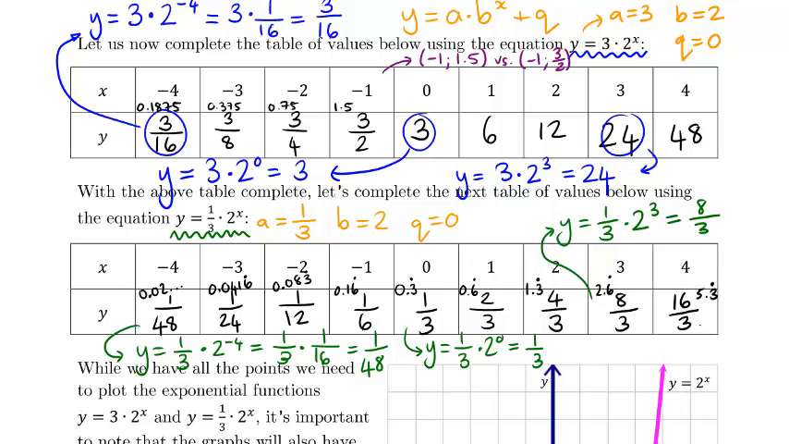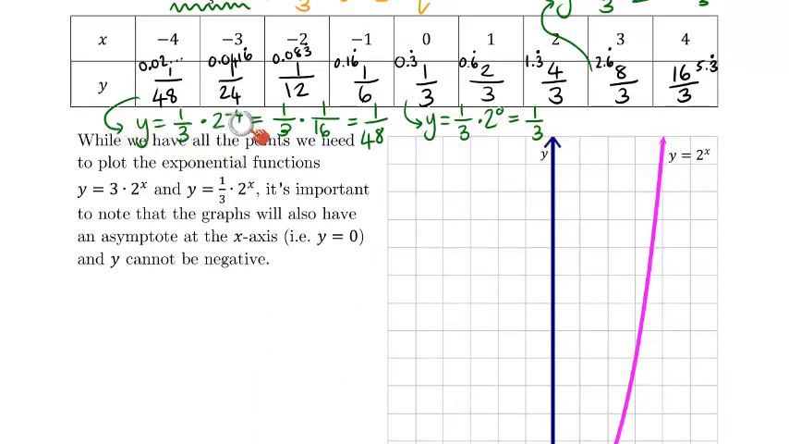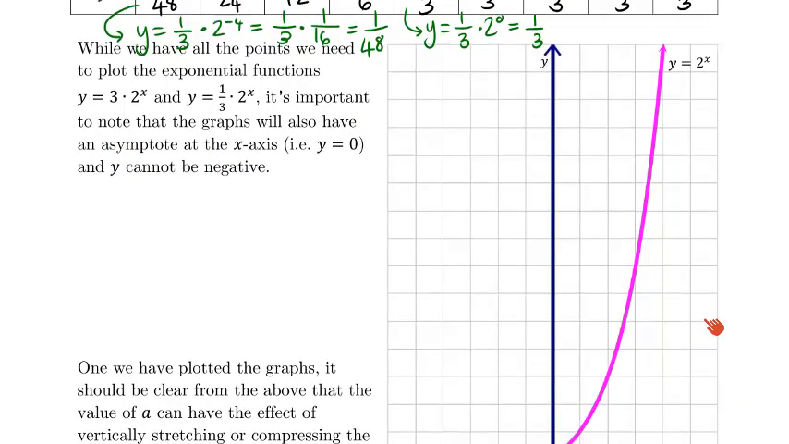Okay, so what we should see is that while we have all the points we need to plot the exponential functions y equals 3 times 2 to the x and y equals 1 over 3 times 2 to the x, it's important to note that the graphs will also have an asymptote at the x-axis, i.e. y equals 0, and y cannot be negative. So that still is the case.